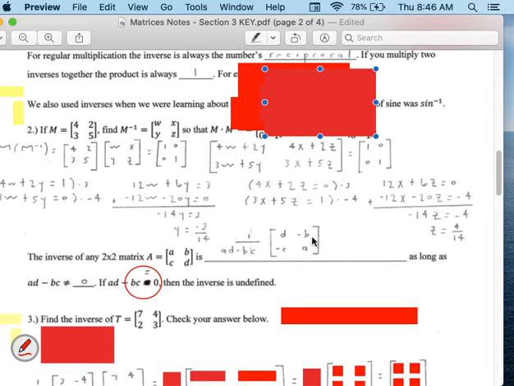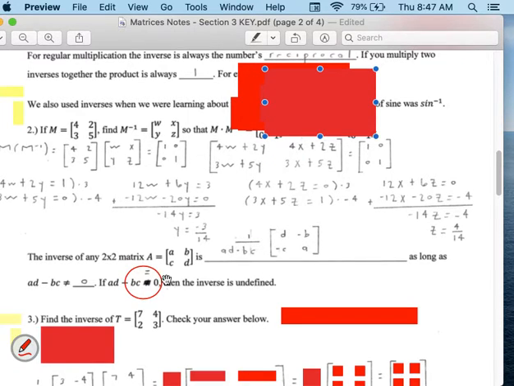And then in the matrix, you have to flip-flop the location of D and A, and you flip the signs of B and C. Okay? We're going to swap the locations of D and A, and change the signs of B and C. This is something that you're going to commit to memory, and it's going to save you a bunch of work for solving systems of equations. Okay? Everyone have this written down?